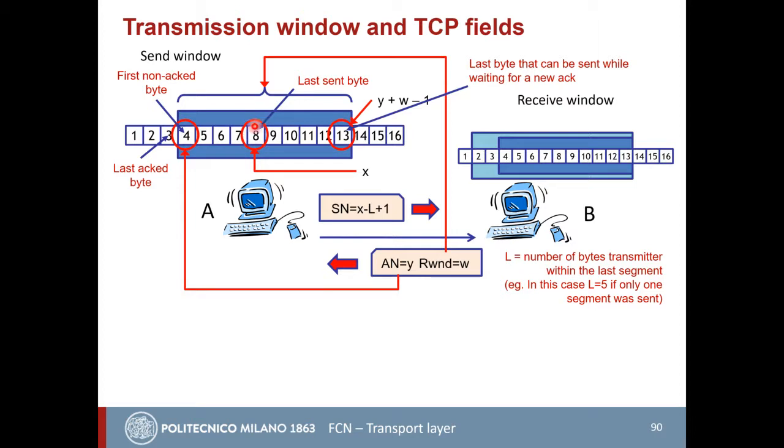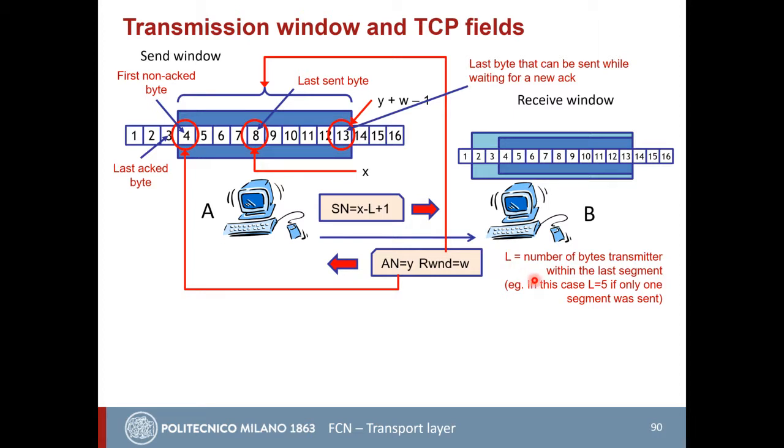Then there is another variable that is x. This is the last byte that has been sent. In fact, here you can see this message represented, and the last byte that has been sent in the message is x. This means that the last message that left the transmitter going to the receiver carried a sequence number equal to x minus capital L plus 1. What is capital L? It is the number of bytes transmitted within the last segment.